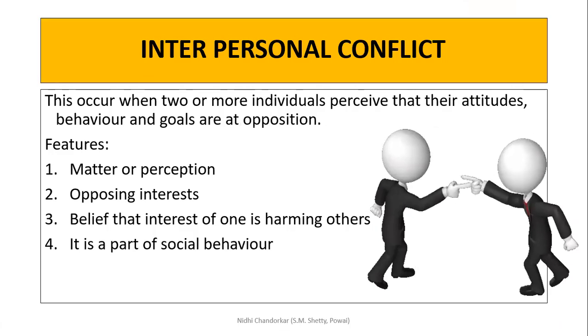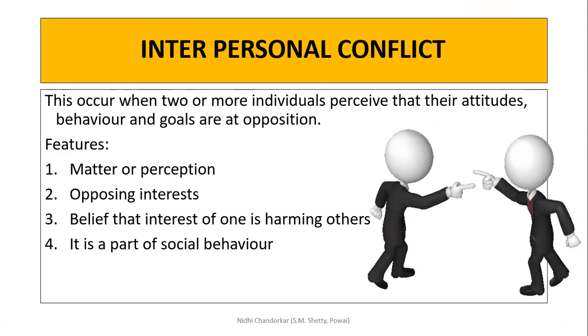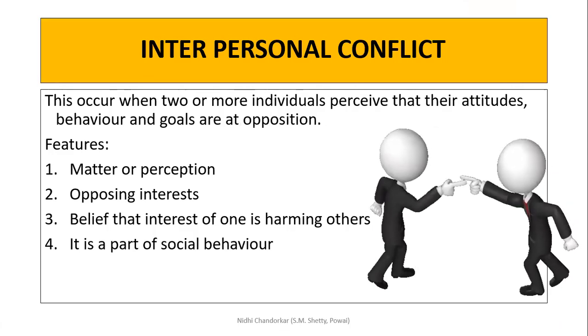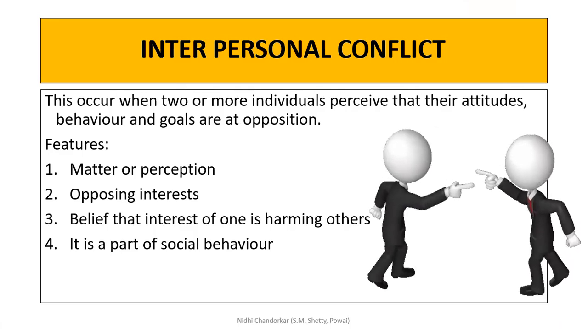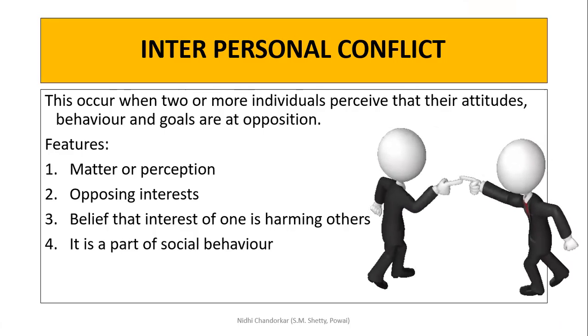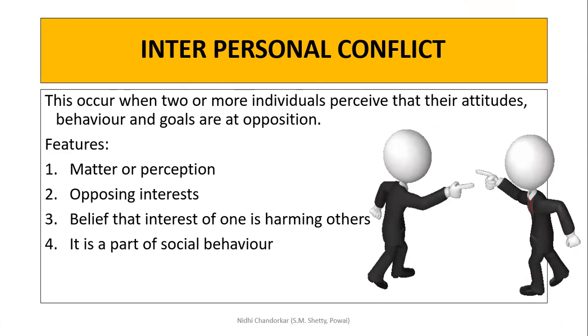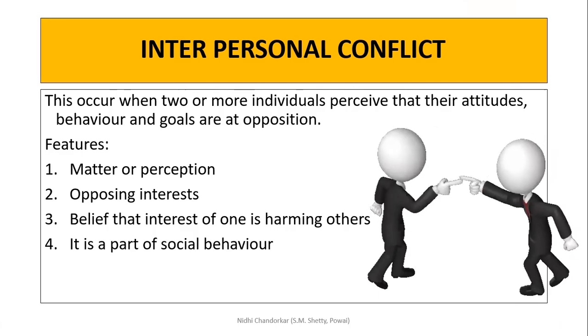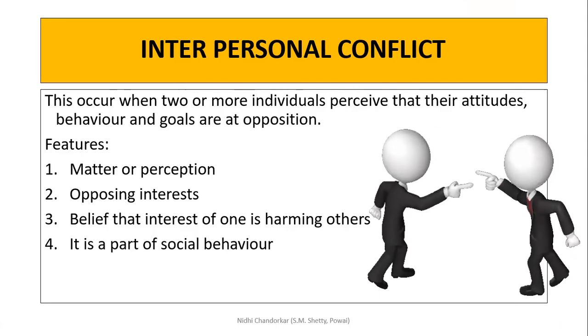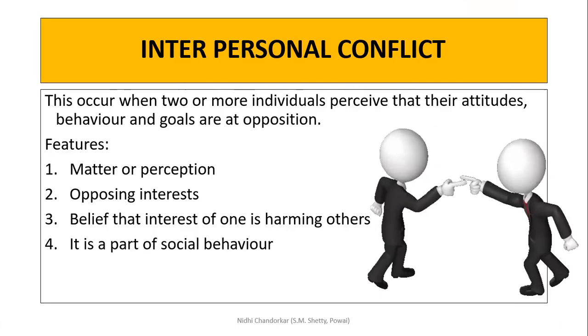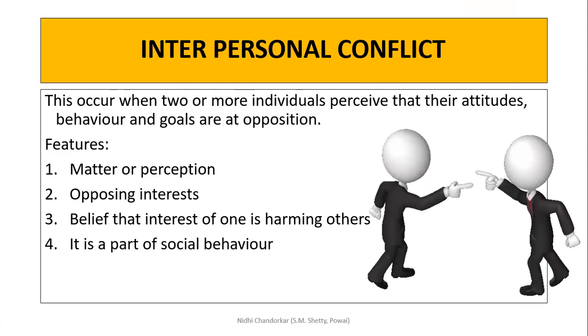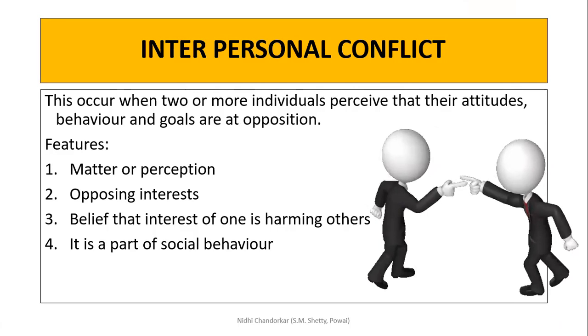The second level is interpersonal conflict. This occurs when two or more individuals perceive that their attitudes, behavior, and goals are in opposition. The features are that this generally happens due to difference in matter or perception towards a particular thing, or both the individuals are having opposing interests, believing that the interest of one is harming the other. It can happen as a part of social behavior also.